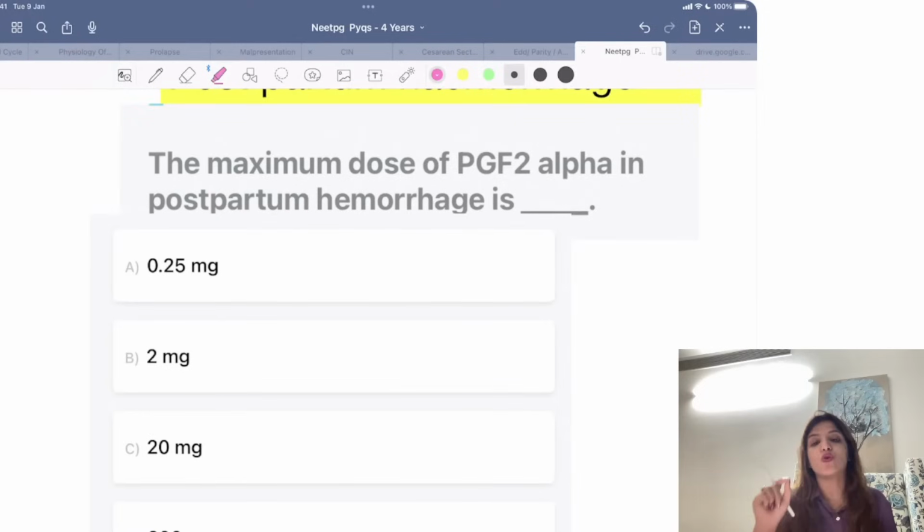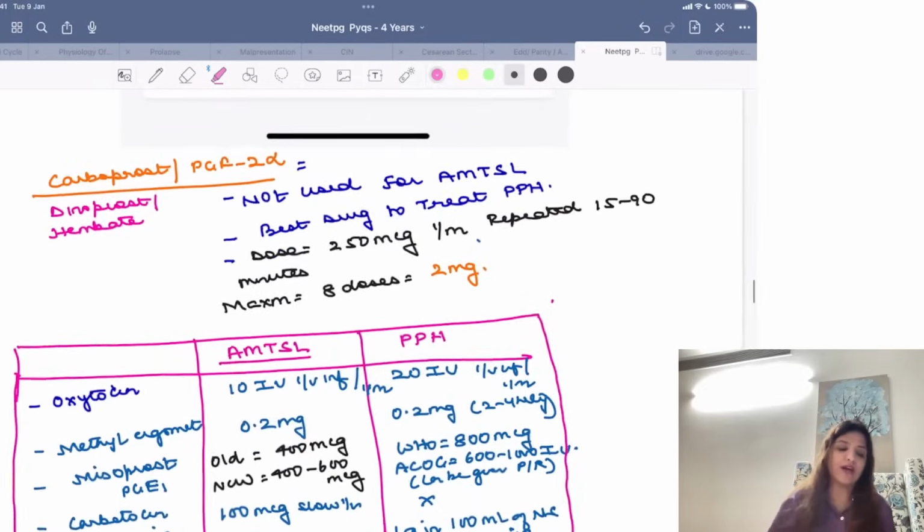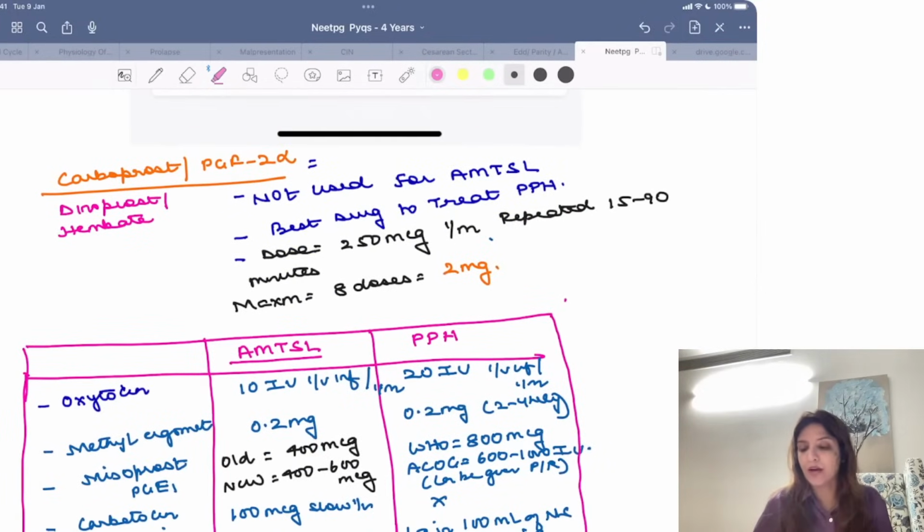Remember, the dosages of all the drugs used for AMTSL and for managing PPH are very, very important, right? As far as PGF2 alpha is concerned, which is Carboprost, also called Gynoprost or Hemabate, it is never used for active management of third stage of labor. It is the best drug to treat PPH. But the first drug you are going to use will be oxytocin, because that is the uterotonic recommended by WHO to treat as well as to prevent PPH.